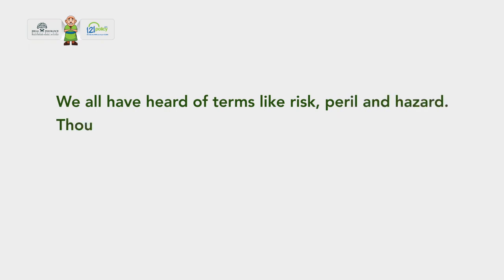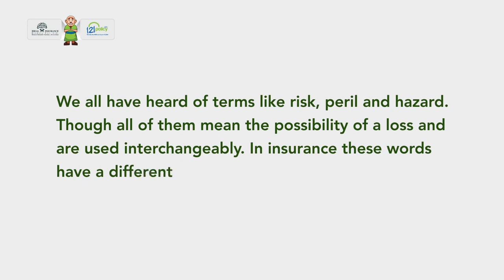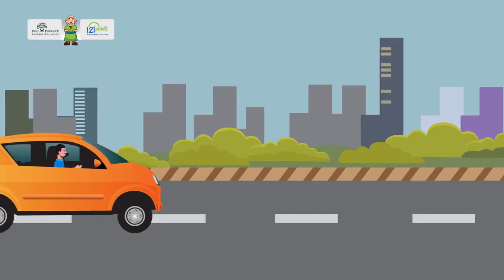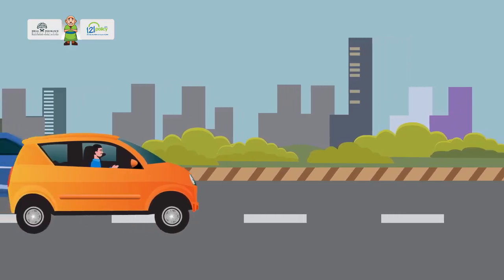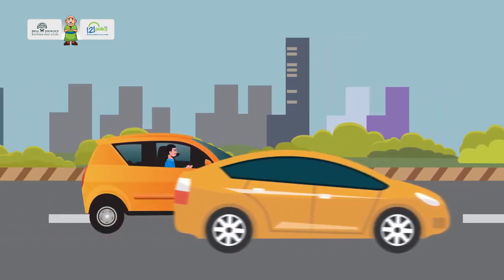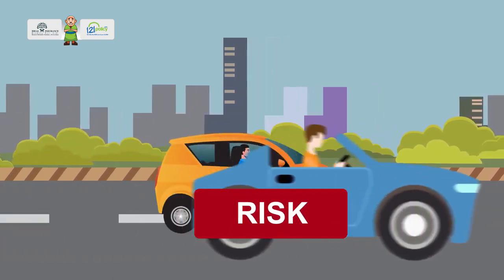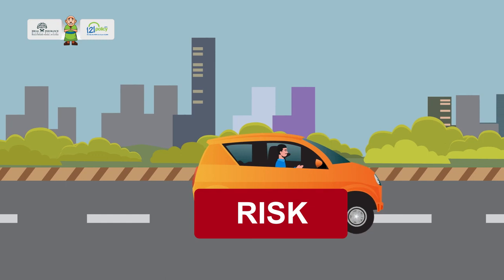Let us see our next concept. We all have heard the terms risk, peril, hazard. Though all of them mean the possibility of a loss and are used interchangeably, in insurance, these words have a different meaning. Let us see this with the help of an example. Ram is driving a car. There is a risk of the car meeting an accident and therefore getting damaged. So risk means the uncertain possibility of loss.